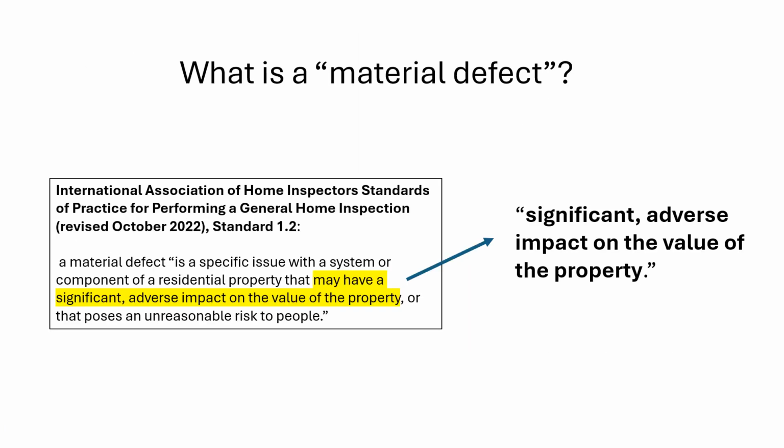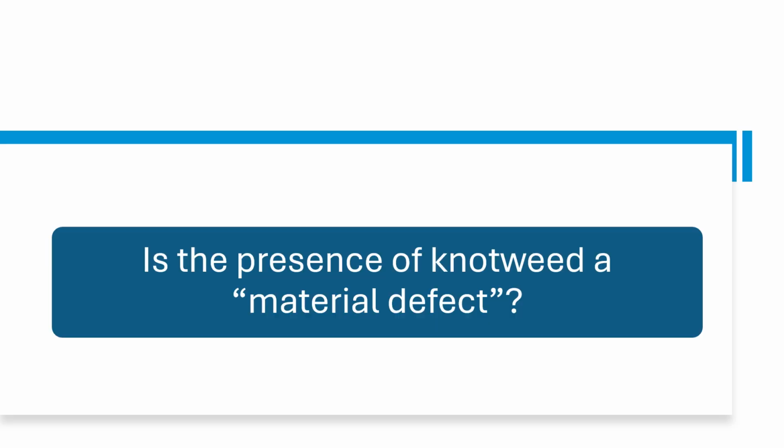There are a number of different definitions for the term material defect. This is one from the International Association of Home Inspectors Standards. The defect must have a, quote, significant adverse impact on the value of the property, close quote. In the Trites case, the appeals court applied an even stricter standard and required the plaintiffs to prove that they would not have bought the house had they known about the defect, i.e., the defect had to be a deal breaker. Is the presence of knotweed a material defect?